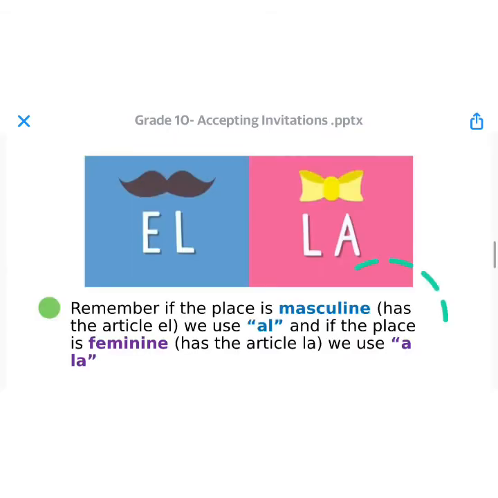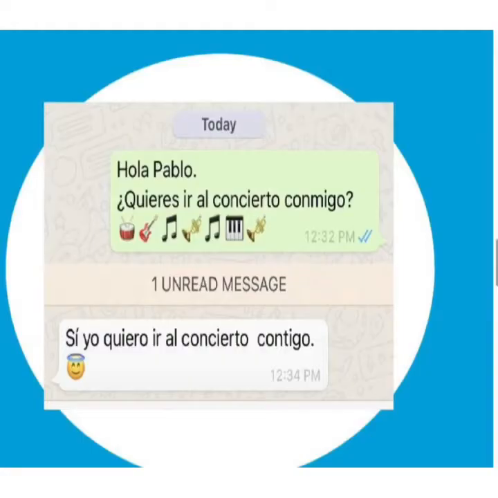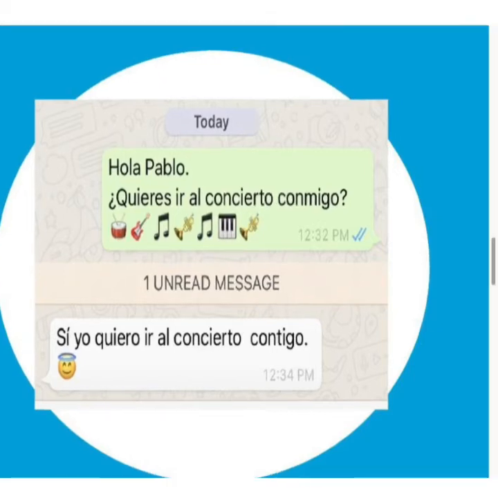But students, you need to remember, if the place is masculine, meaning that it has the article el, then we're going to use al when accepting the invitation. And if it is feminine, we are going to use a la. So let us look back at the text message. Notice that we used al to extend the invitation as well as to accept the invitation. And this is so because it is el concierto. So because it is el concierto, then we had to use al.